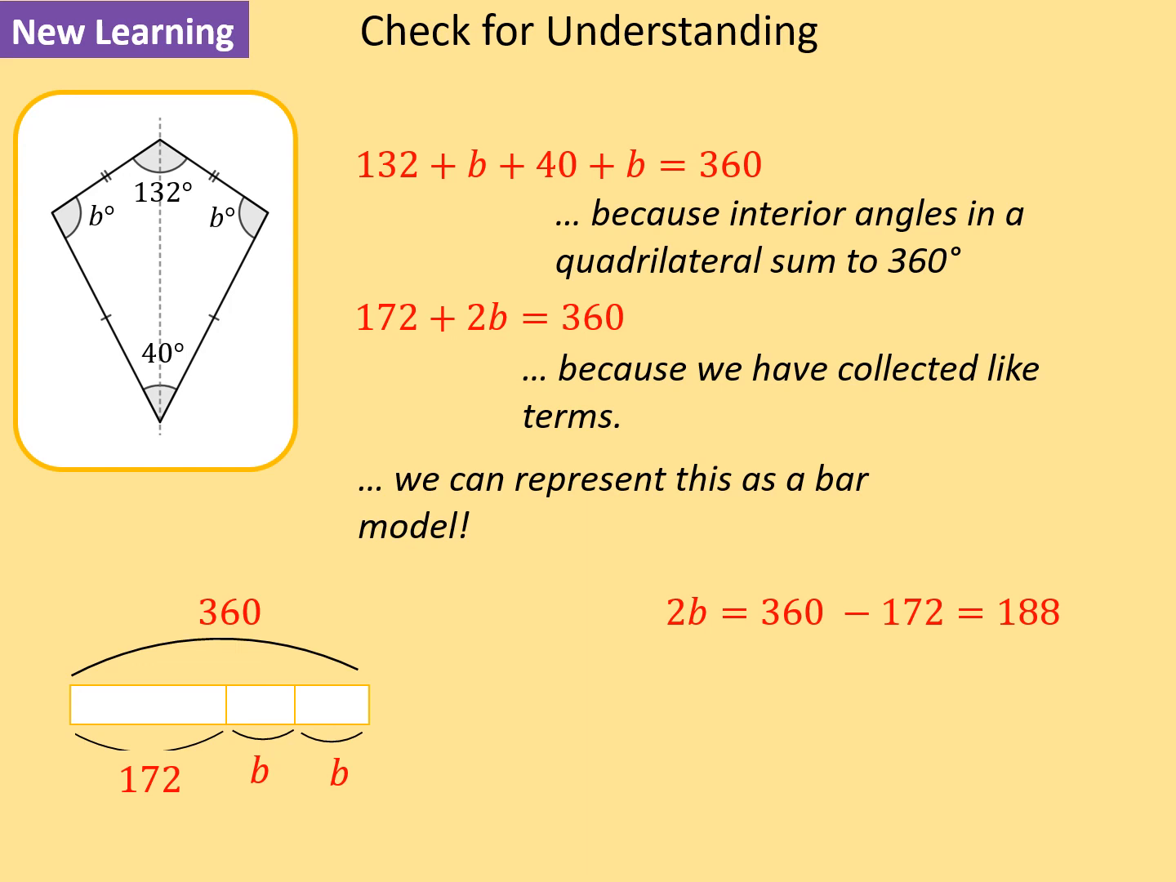And this is because we want to isolate the variable. So we want to get the B's alone on one side of the equation. And then if you know that 2 lots of B is worth 188, to find 1 lot of B, you need to divide 188 by 2. And once you've done that, you should be able to calculate that B equals 94. So you know that B is equal to 94 degrees.